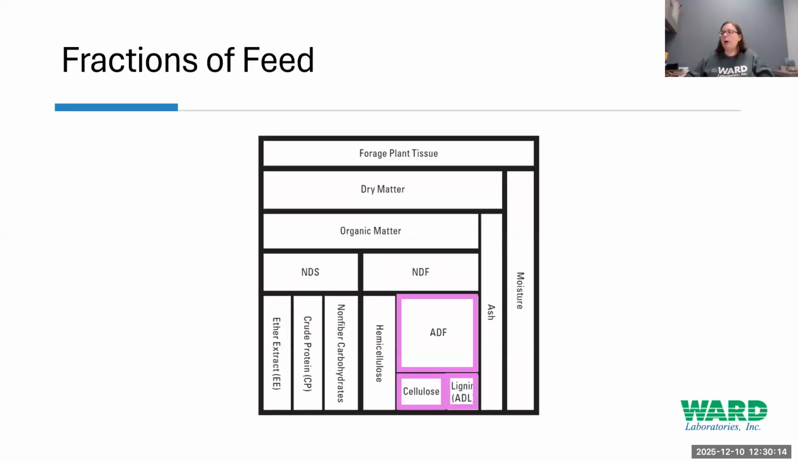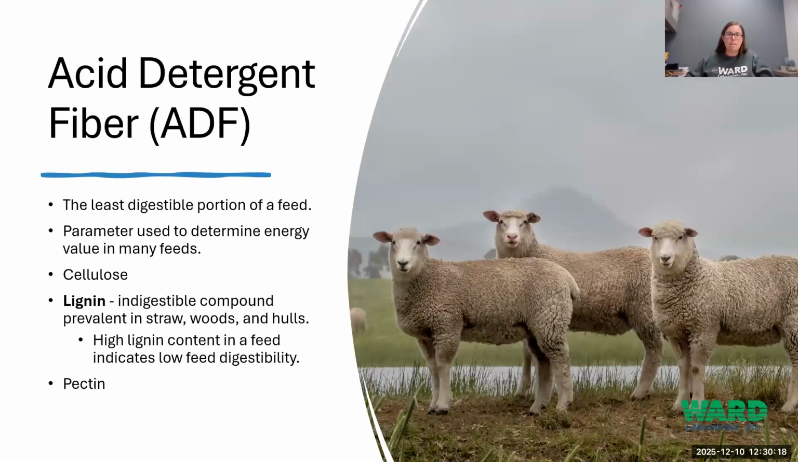Okay, so then the next part is acid detergent fiber. This is the least digestible portion of the feed. It includes cellulose and lignin. It does not include the hemicellulose. When we're talking about digestibility of NDF, we're talking about digesting that hemicellulose portion. Lignin is the most indigestible compound.